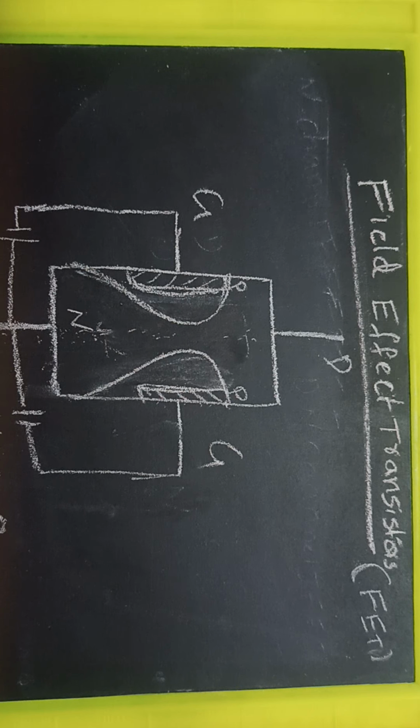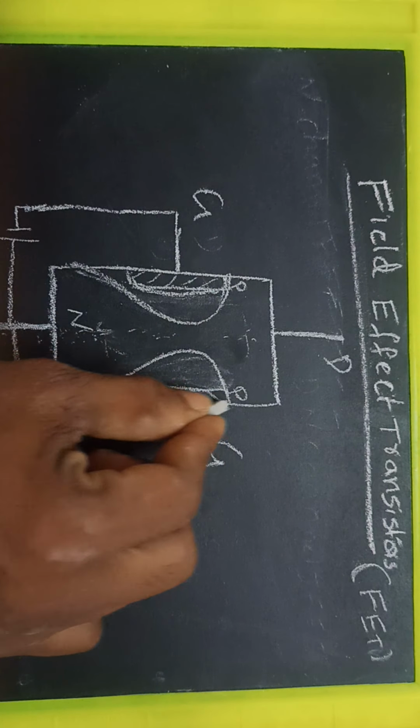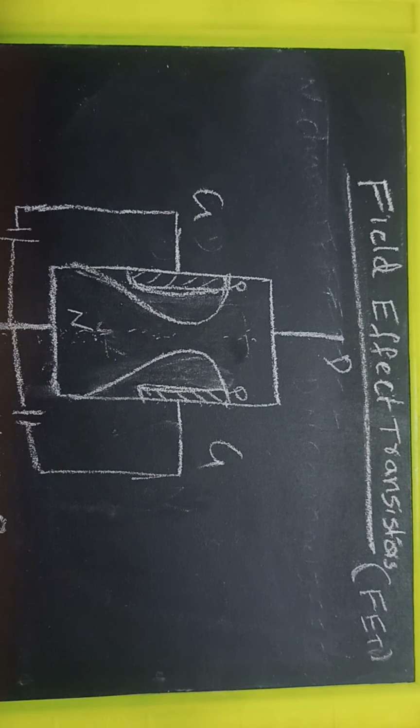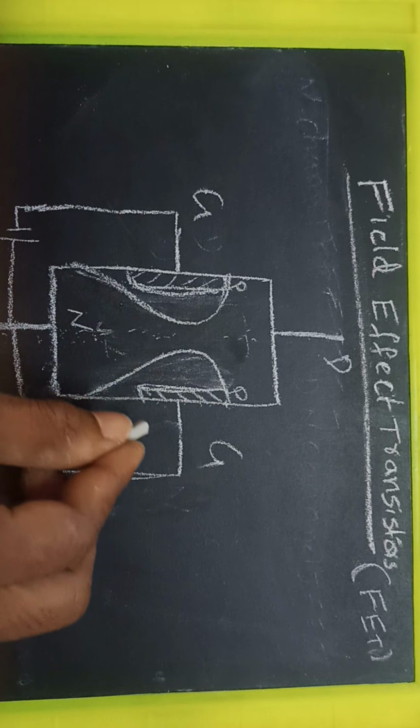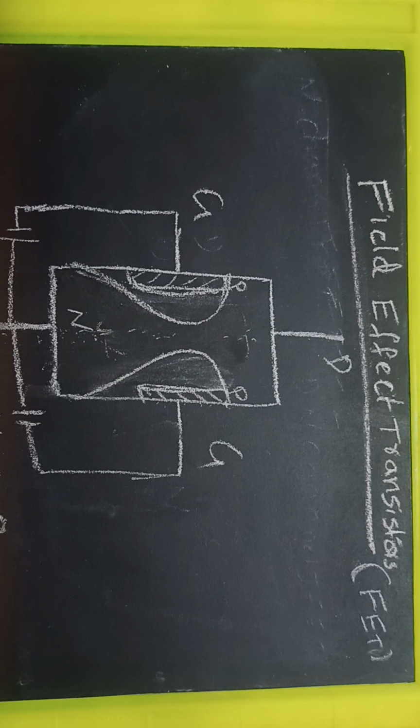So this is the basic construction and operation of FET. This is the n-channel field effect transistor. For the p channel, it is the same: first of all we have to take the p-type semiconductor, and in between these two, doping with n-type semiconductor material. Then that is known as p channel FET. This is the n channel FET. Thank you.